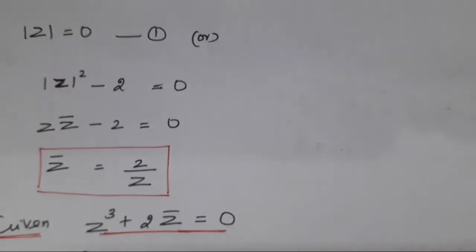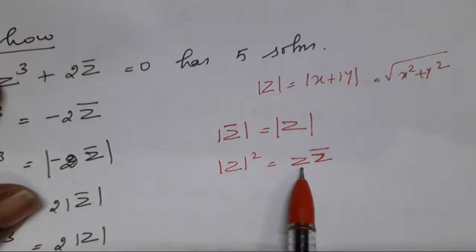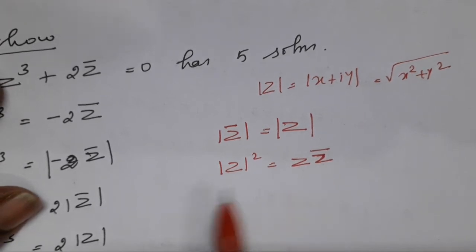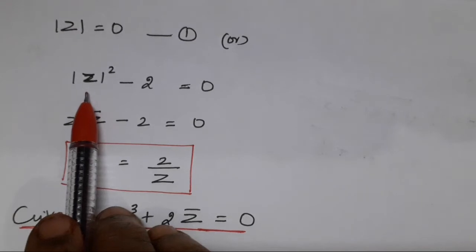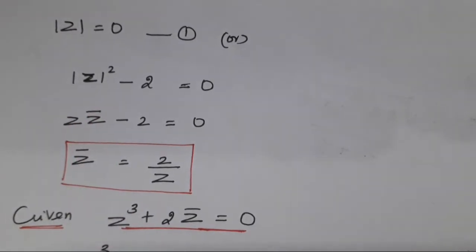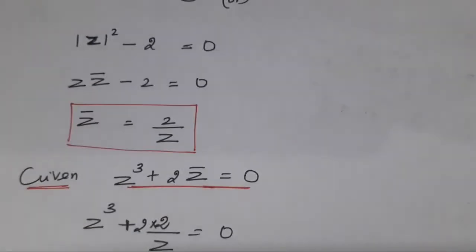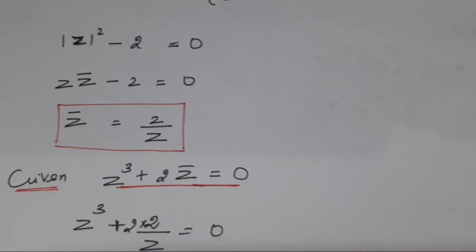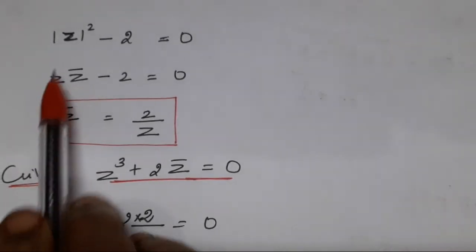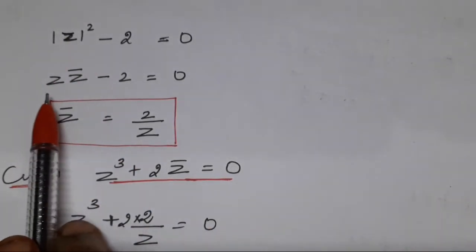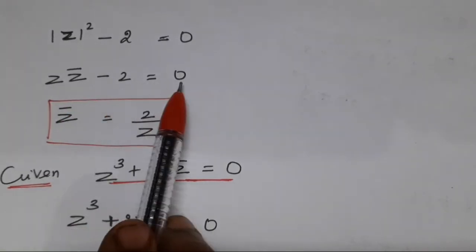Modulus of z square is nothing but what? Remember the property I told you: modulus of z square, using the property, is z into z bar. Instead of modulus of z square, you substitute z into z bar. So z into z bar minus 2 equals 0.